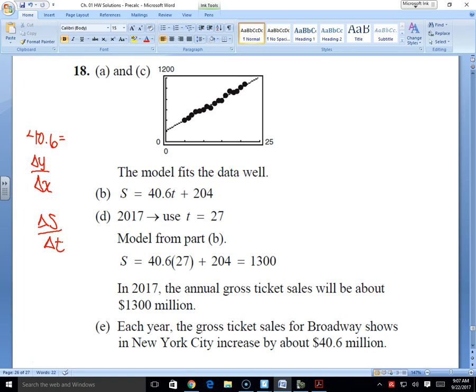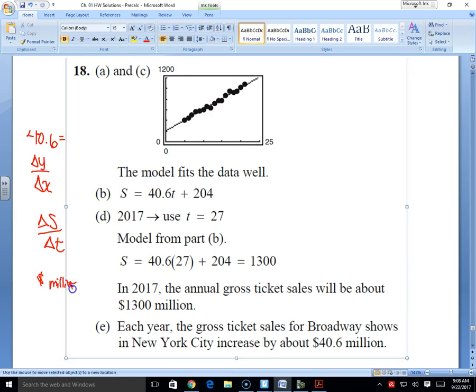Think like chemistry, if we're doing units and dimensional analysis and all that jazz. Think units. What's S being measured in? Millions of dollars. So we can say dollar millions. That's awkward, but that's okay. Millions of dollars. What about T? What's it being measured in? Years.